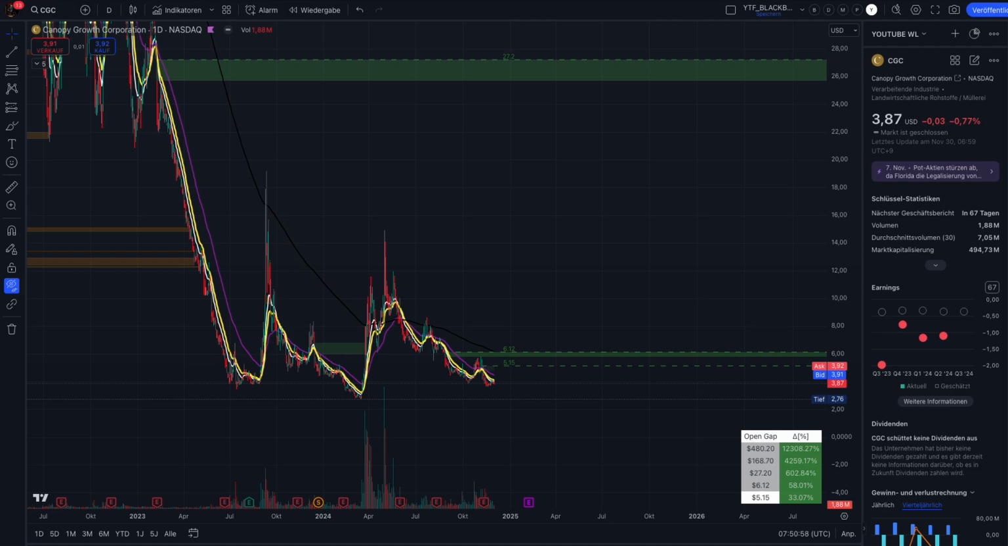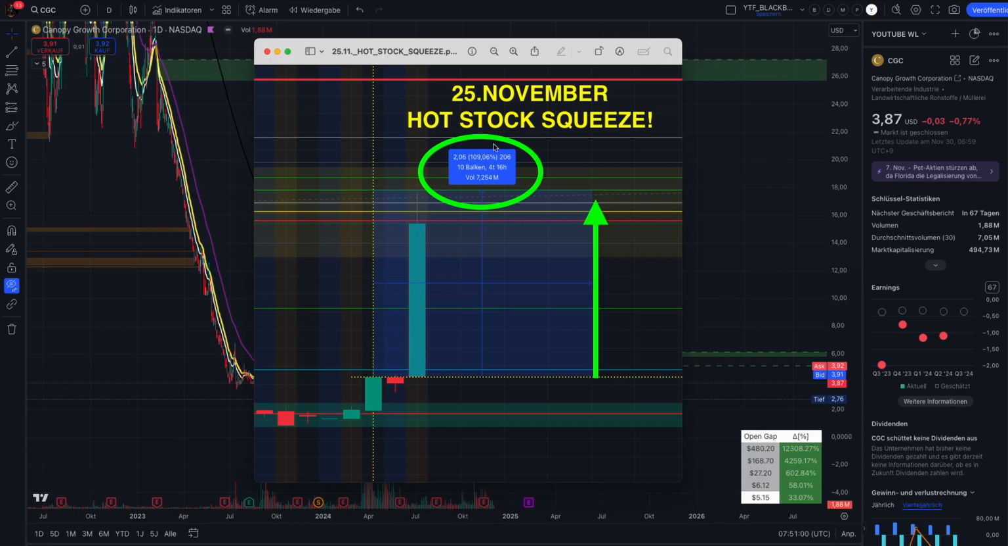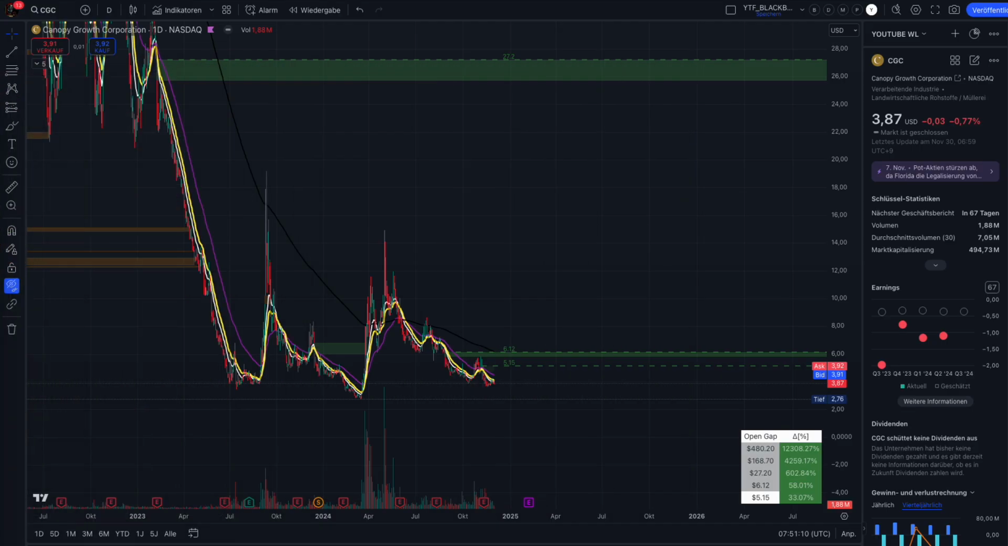The first squeeze here was 120%. As I made the screenshot, it was 109%. Squeezed a little bit more. You can see here was the release date of my hot stock video on Sunday, and then just 1 day later, this ticker started to squeeze 109 or 120%.